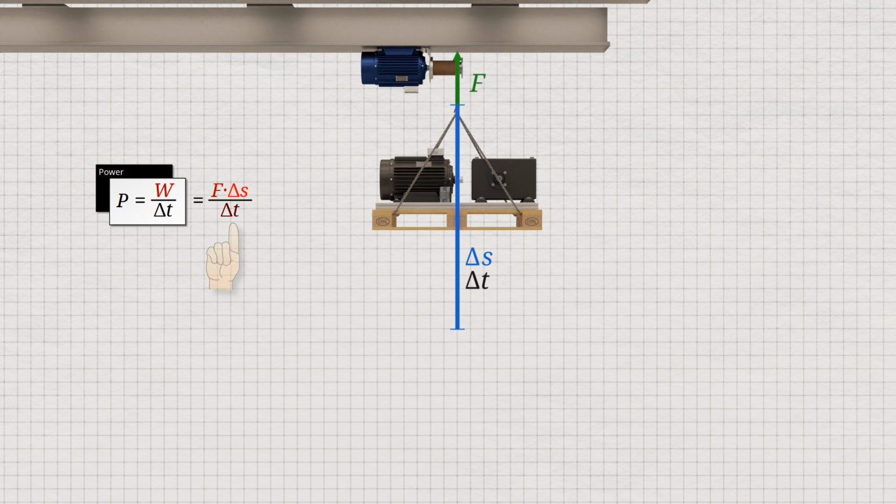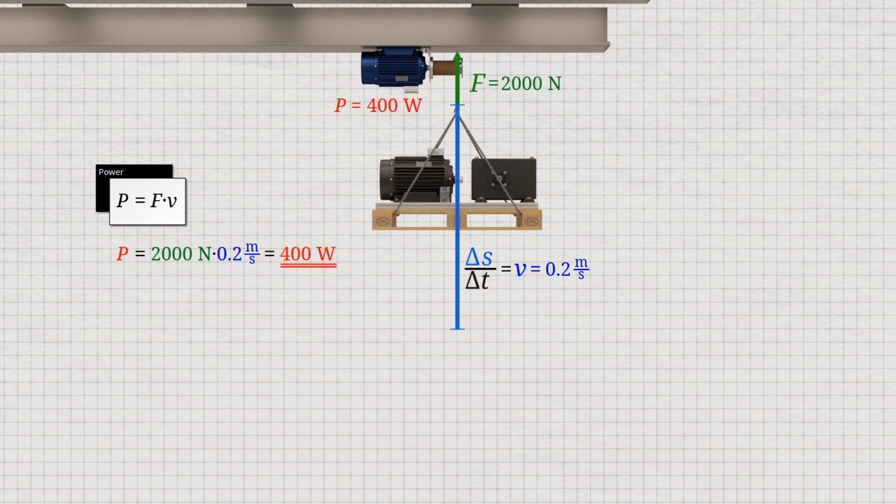The fact that the quotient of the distance traveled and the time required is equal to the speed at which the load is lifted can be used here. So note, the mechanical power P required to move a body at a constant speed V with a constant force F is the product of the two quantities. With a force of 2,000 newtons and a lifting speed of 0.2 meters per second, we get a power of 400 watts to be transferred to the load.